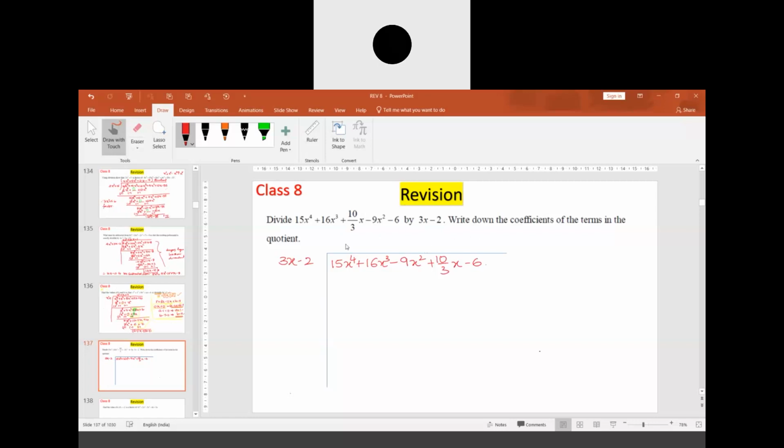Yes, sir. Now to obtain 15x to the power 4, I have to multiply by 5x cube. 5x cube. So 15x to the power 4 is obtained, minus 10 times of x cube is obtained. So let's change the sign.